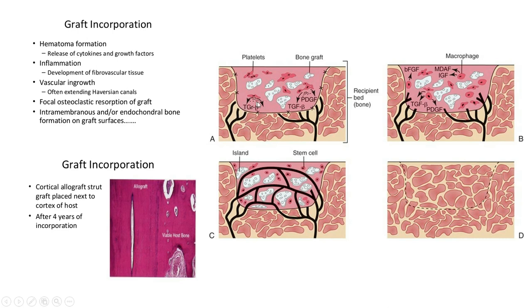Now focal osteoclastic resorption of the graft will occur first, then intramembranous or endochondral bone formation over the graft will do the graft incorporation. For a cortical allograft placed next to the host cortex, total incorporation will need 4 years, but this process starts as soon as the graft is placed in the living bone.